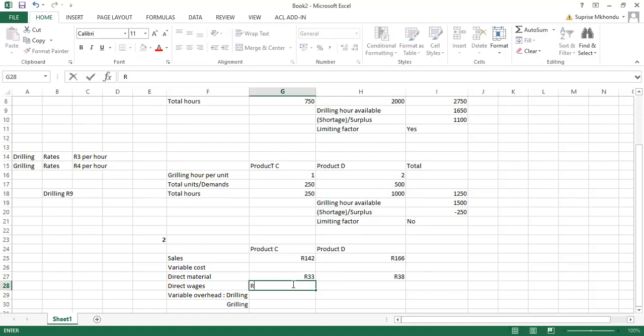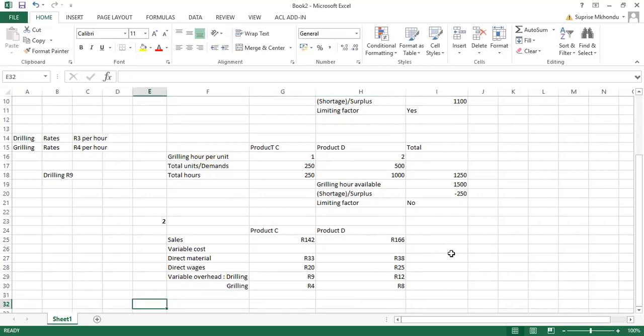$20, 25. In here, 9, 12. And then here, 4, 8. 4, 8. So we're going to have contribution, I guess. Yeah. Contribution.